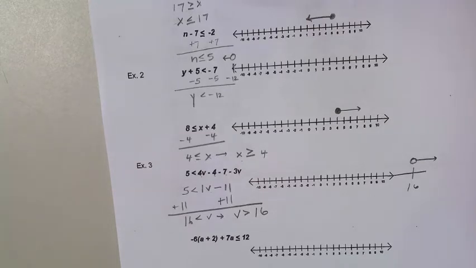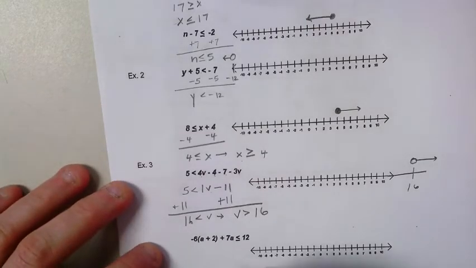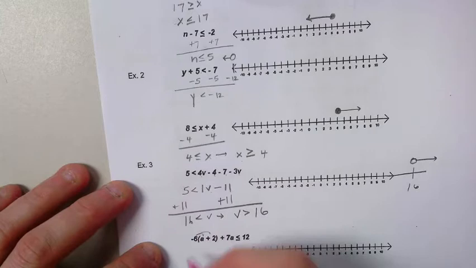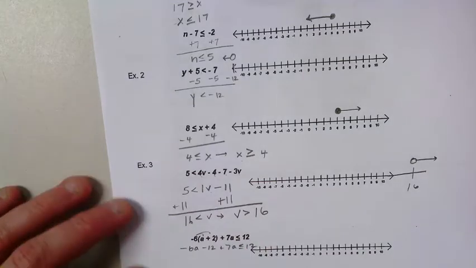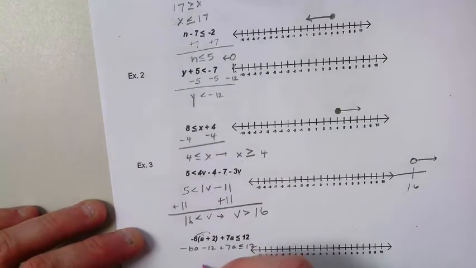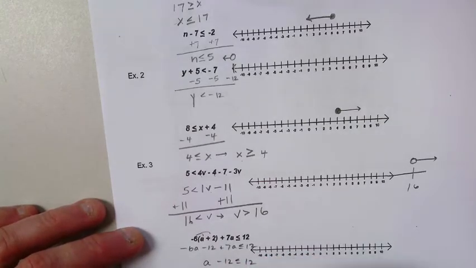Okay. So in the next one, if I distribute this negative 6, okay, and bring the a's together. So we have a minus 12 is less than or equal to 12. If I add 12, a is less than or equal to 24.